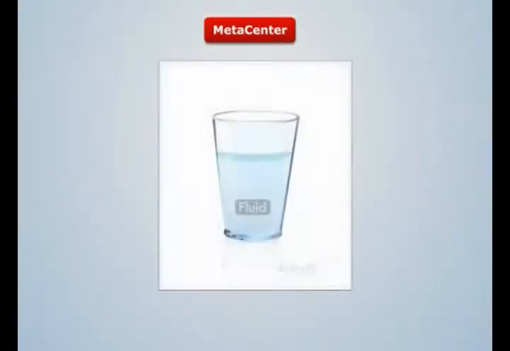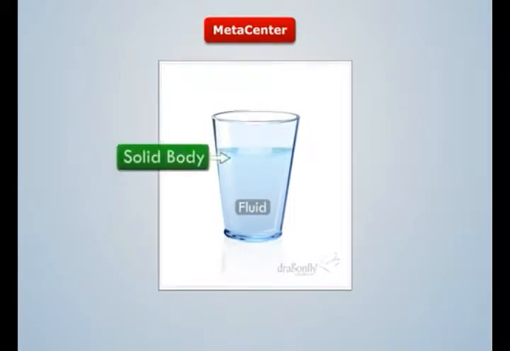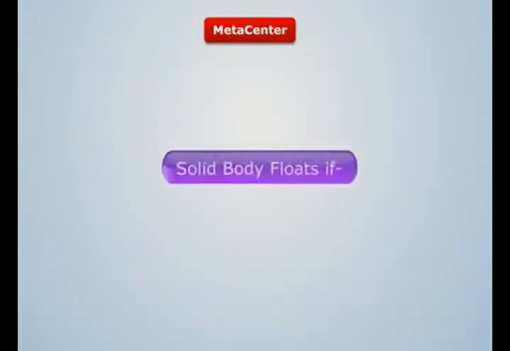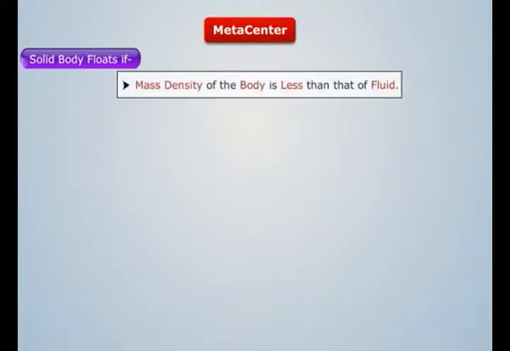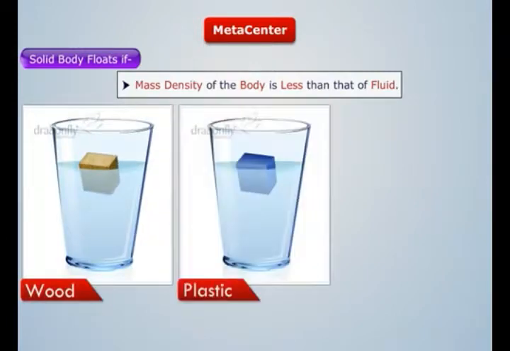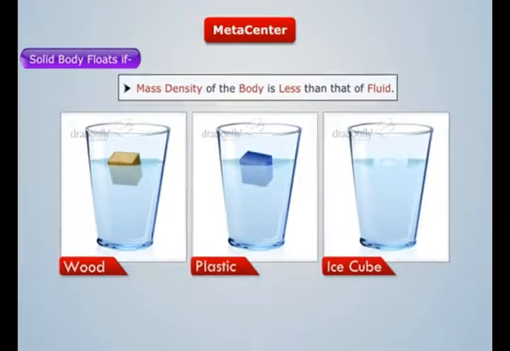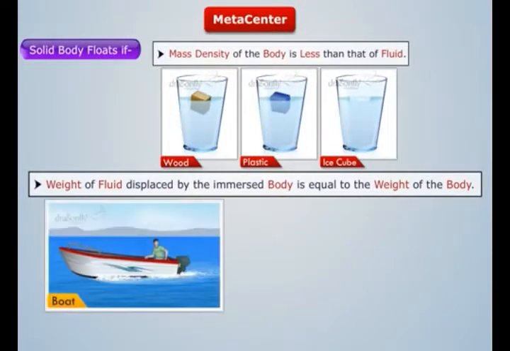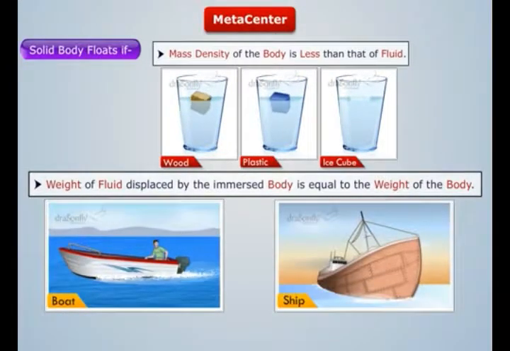Metacenter. When a solid body floating in a fluid is tilted from its equilibrium position, then the stability of its equilibrium depends upon the location of its metacenter. Let us recall, a solid body floats in a fluid. If the mass density of the body is less than the fluid, as in the case of wood, plastic, ice cube, etc., the weight of the fluid displaced by the immersed body is equal to the weight of the body, as in the case of a boat, a ship, etc.